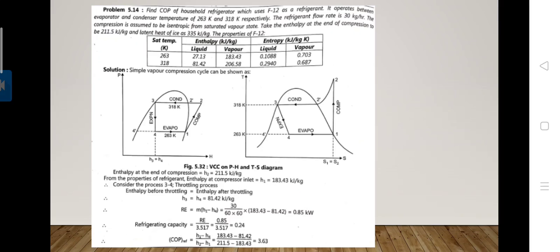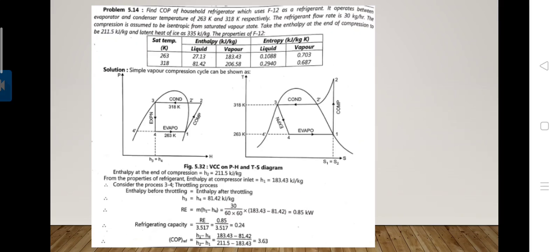At point 3 there is a throttling of liquid, which reduces pressure by keeping enthalpy constant. Due to the reduction of pressure, some part of the liquid converts into vapor at point 4. The liquid at low pressure absorbs latent heat and gets converted to saturated vapor, which enters the suction line of the compressor.